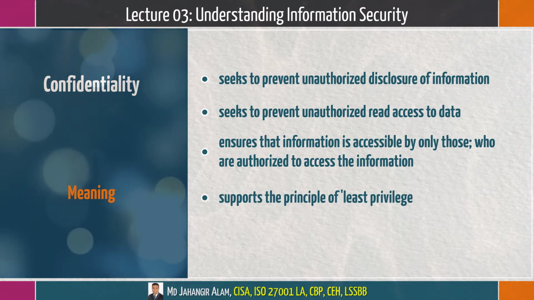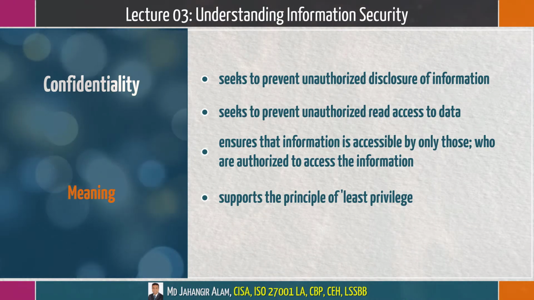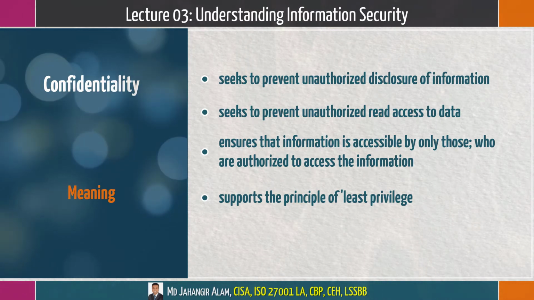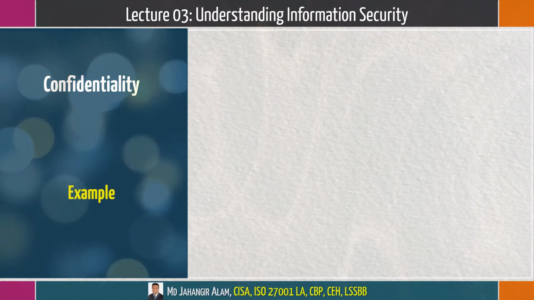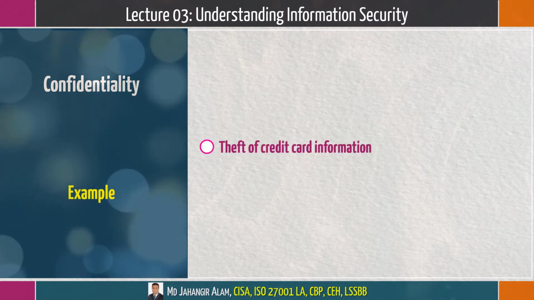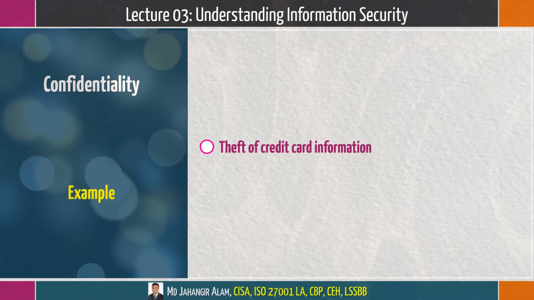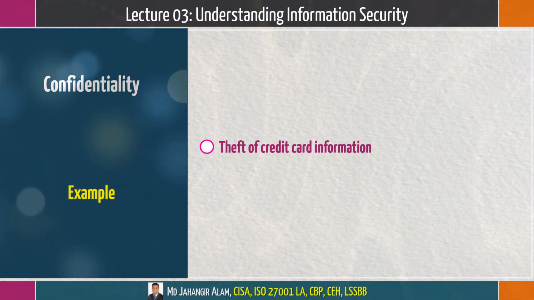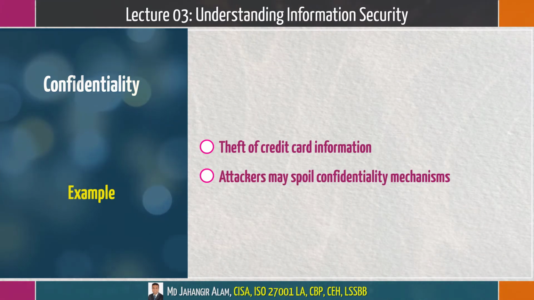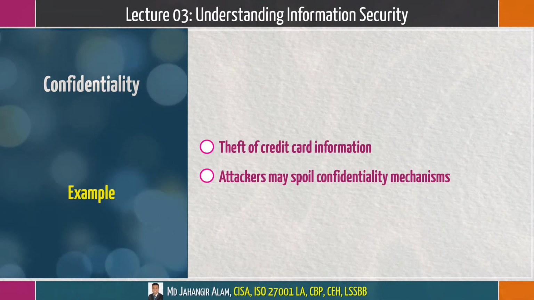Number 4. Confidentiality supports the principle of least privilege, i.e., only authorized individuals, processes, or systems should have access to information on a need-to-know basis. We will now see some examples of confidentiality. Theft of credit card information is a widely known example. Here, credit card number, card expiry date, and card CVV code are disclosed, which is all a criminal needs to make online purchases. Attackers may spoil confidentiality mechanisms by network monitoring, shoulder surfing, stealing password files, breaking encryption schemes, and social engineering.